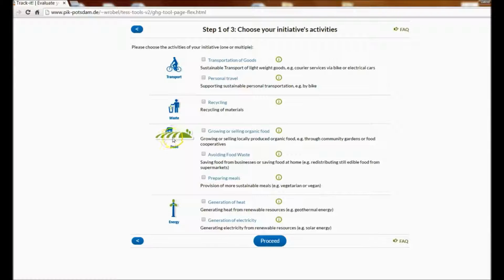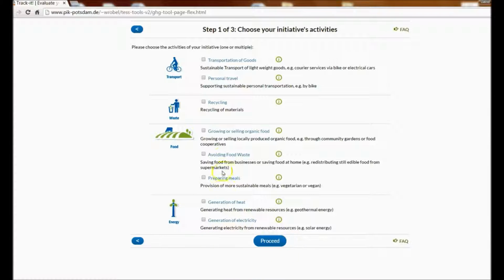In the food domain, we have CBIs growing or selling organic food, avoiding food waste, both at the supermarket level and at the household level, and preparing meals. This last activity refers to CBIs who are promoting changes in dietary habits towards a lower presence of animal-based products in our diets. And finally, in the energy domain, we have the generation of heat and electricity through renewable sources.